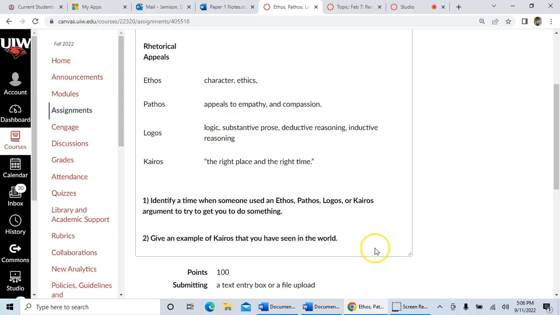Alright guys, you will have until the end of the day to turn these in, even if the assignment page doesn't say so. You'll have until midnight. Alright, good luck.